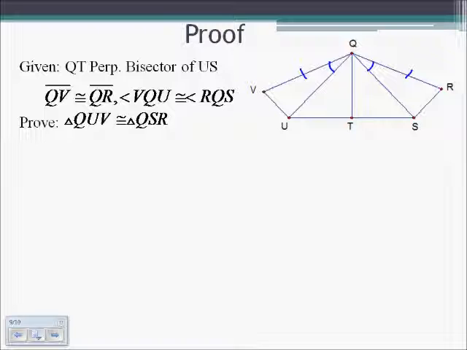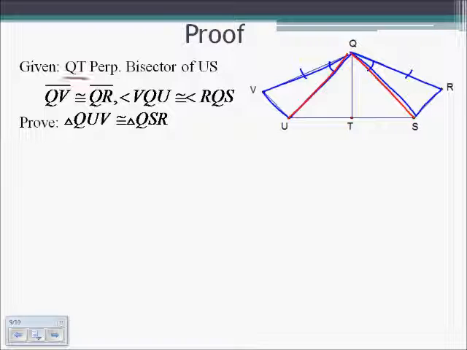I'm going to try to show that triangle QUV, so this triangle over here, the blue triangle, is congruent to triangle QSR. So I want to show that two blue triangles are congruent to each other. I have a side and I have an angle. If I can somehow show, for instance, that side QU and side QS are congruent to each other, then I would have side angle side.